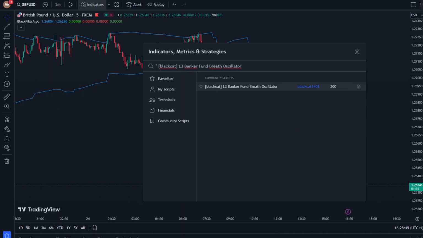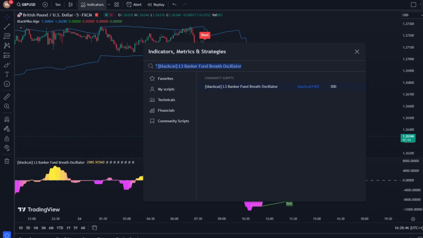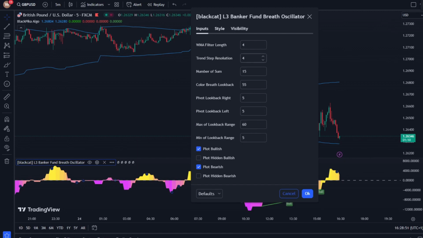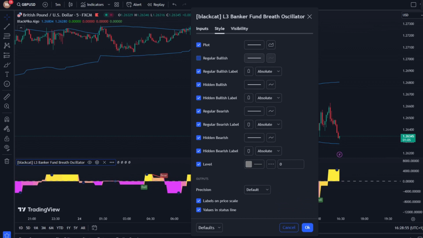Search for Black Hat L3 Banker Fund Breath Oscillator in the TradingView search field. While adjusting the settings for this indicator, change the trend step resolution parameter from 4 to 13. In the Style section, hide the following elements and change the chart option from an area to a histogram.